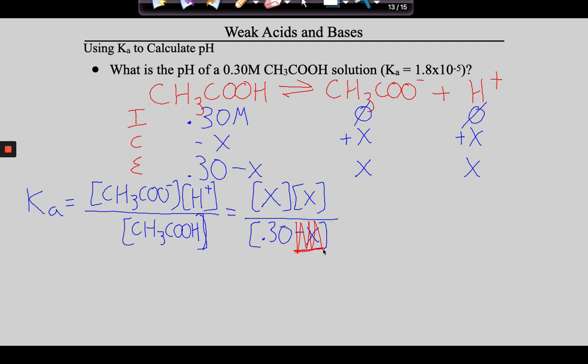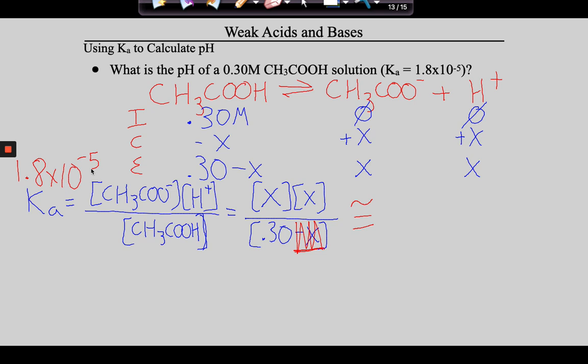Now we don't have to use the quadratic formula. Here's how to represent this. The rest of the work that we are going to do is approximately equal. And now we just solve this thing for X. Can you picture doing this? All we've got to do is plug in Ka. And Ka is equal to 1.8 times 10 to the negative fifth. So can you picture this math? All we've got to do is cross multiply. 1.8 times 10 to the negative fifth.